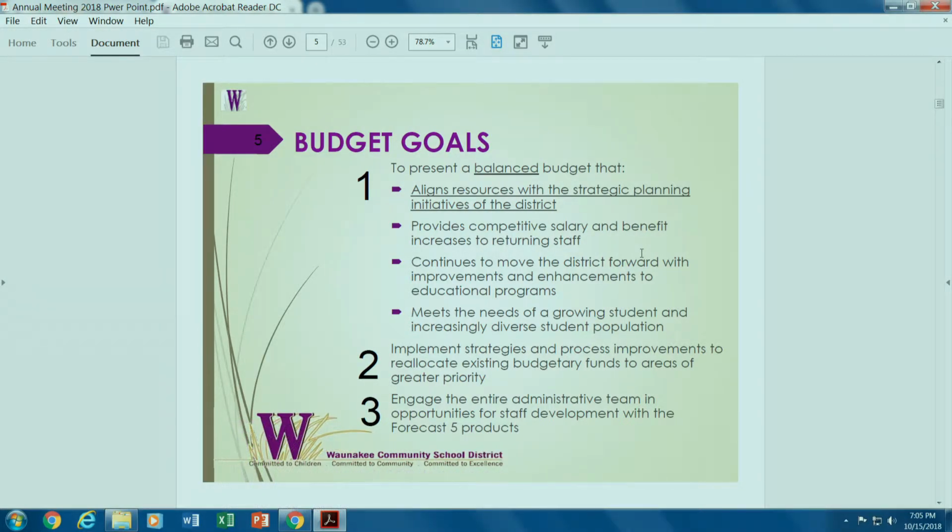We've also taken a look at strategies to reallocate dollars throughout our system. And then we've also been working as an administrative team, particularly led by Steve Summers. The presentation that I'm giving tonight is really one that he has put together. I'm doing my own commentary pieces on it, but I greatly appreciate the work that he put in before he left on his leave. But the Forecast 5 process and the products that are put forth there are certainly things that he is leading with our district and having an impact on how we look at our funds.